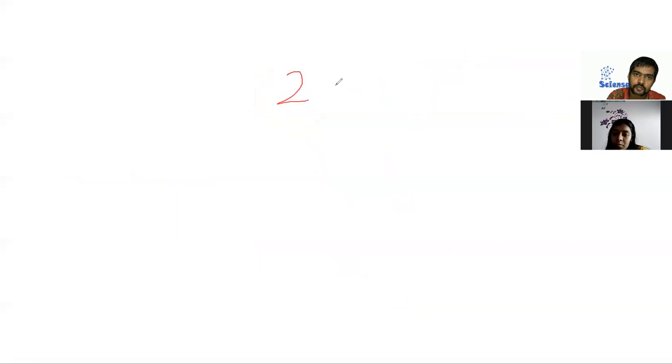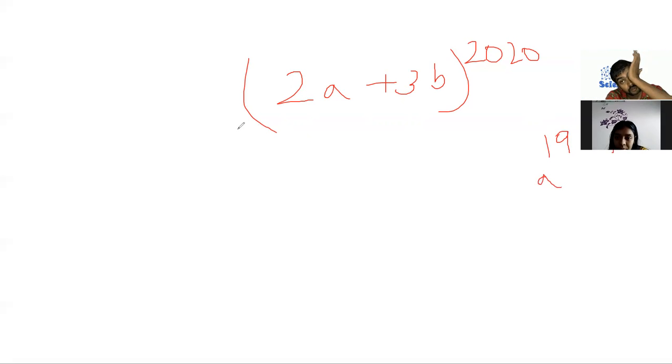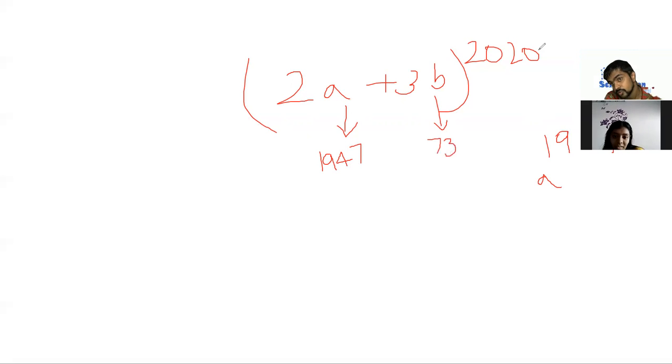Now let's see a simpler question. What will be the term which will have a power 1947? So how many a's do you choose then? 1947. How many b's will you choose then? 2020 minus 1947, that is 73. The age of India.